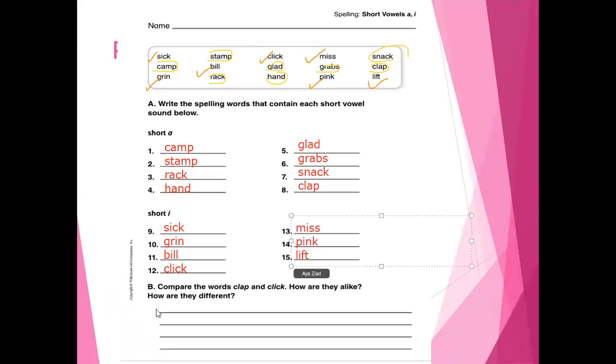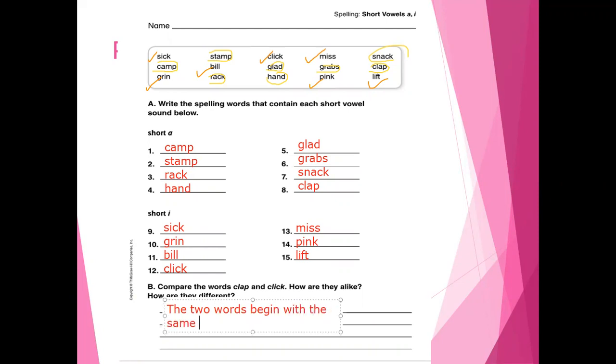So now here we have a question. Compare the words clap and click. How are they alike and how are they different? How they are alike, both of them start with C and L. Let's write that the two words begin with the same letters. What are they? C and L. How are they different? Clap has short A sound. Click has short I sound.